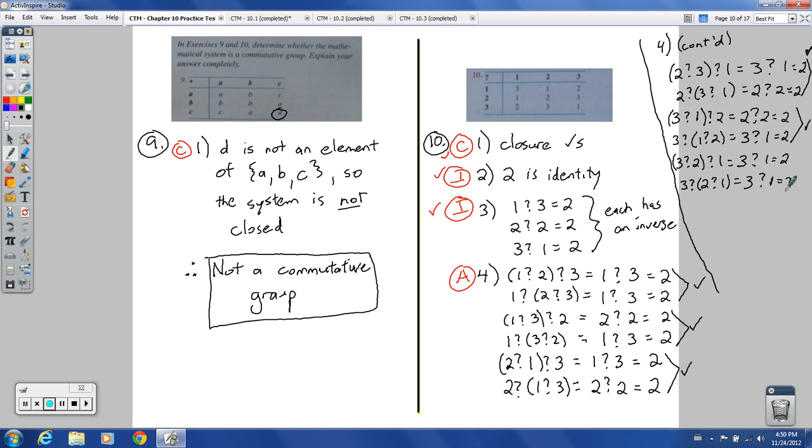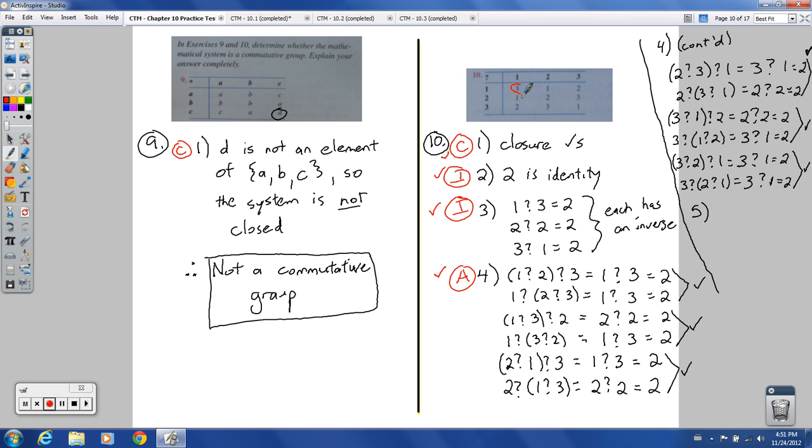And so we have the same thing showing up again. So does the associative property hold? Yes, it does. We checked every single possible arrangement there, and we saw that they all gave us the same thing. So finally you need to check that commutative property, see if that holds.